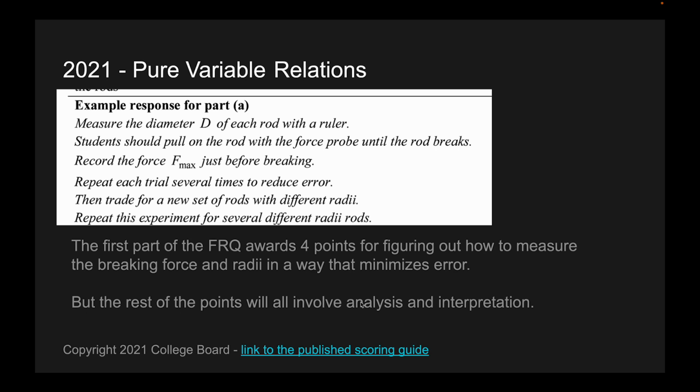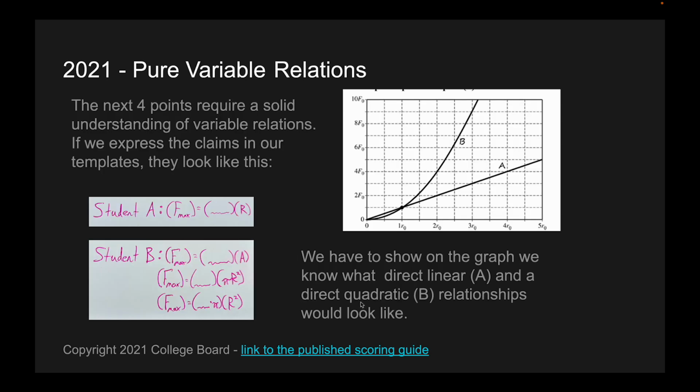But that's only 4 points. The other points will come down to analysis. So to me, these are the hardest 4 points in this question. So stick with me. Look at what we have. If student A is proposing that force as a variable relates to R, direct linear, that would be the beginnings of the template then. That's what we'd fill in, and that should produce a straight line graph.